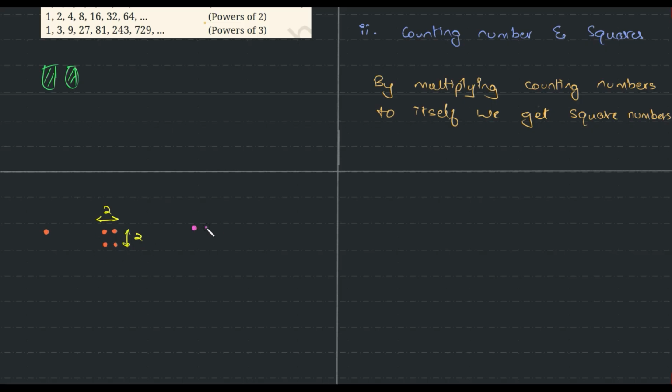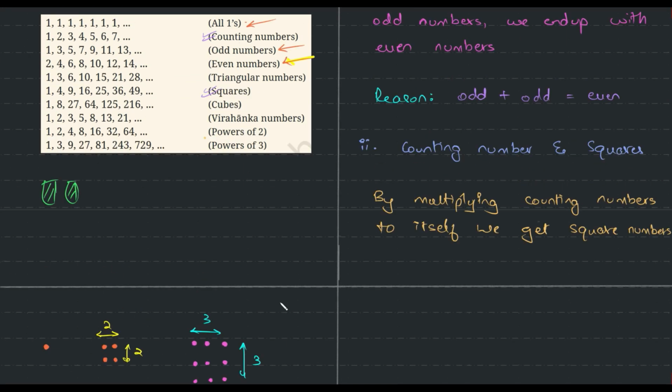Then we have 3 into 3. 3 into 3 will give us 9. So remember, multiplication is nothing but repeated addition. So 3 plus 3 plus 3, that's what it means, right? So with that definition in mind, we can see that we end up with square numbers.